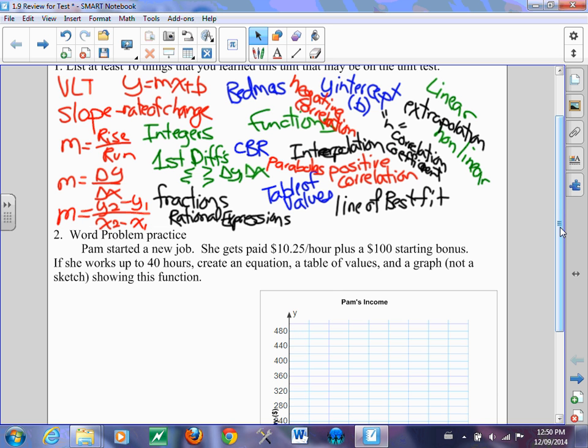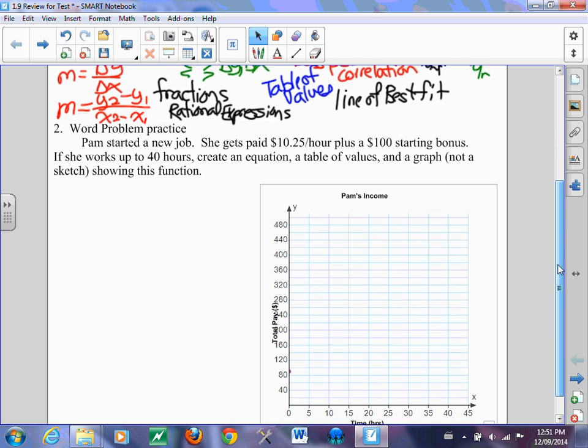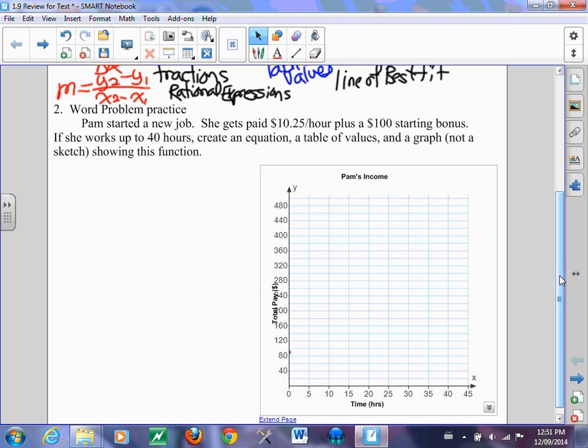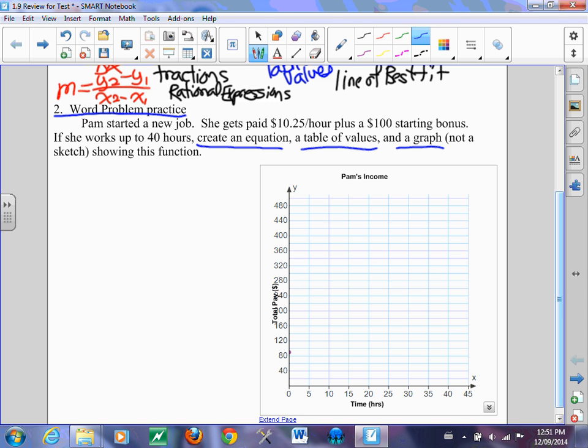Now the last part of the warm-up, which will take more time, is a word problem practice. And you've got to be careful with what the question asks. There's several things they want you to do here. It says Pam started a new job. She gets paid $10.25 per hour plus a $100 starting bonus. If she works up to 40 hours, create an equation, then create a table of values, and then a graph, not a sketch. So actually use proper grid paper.